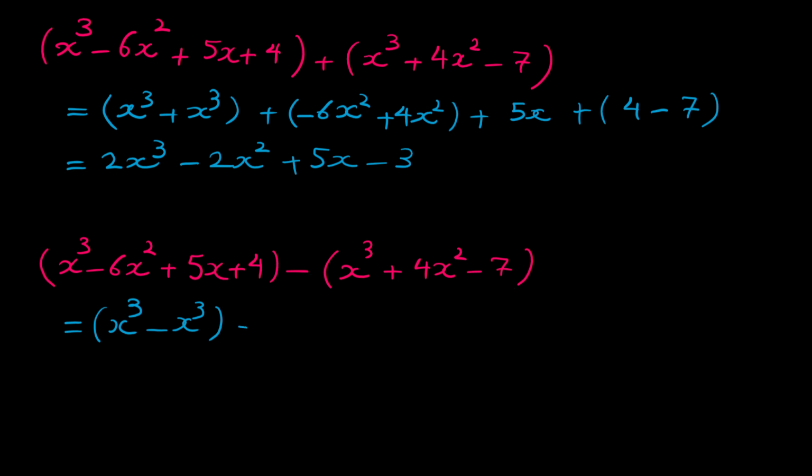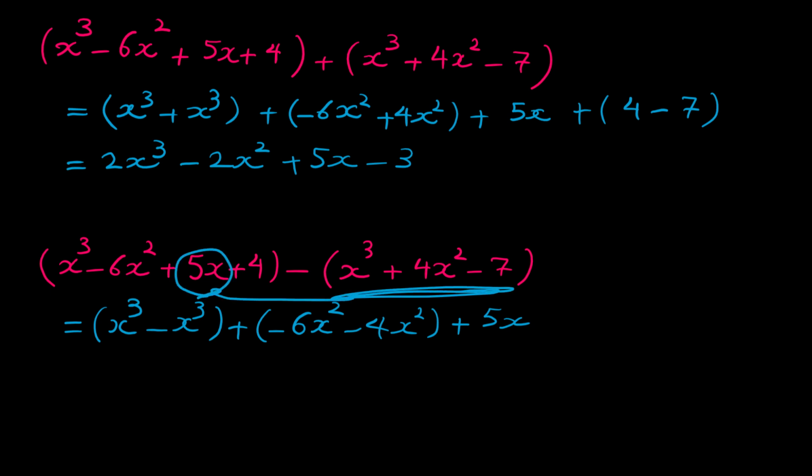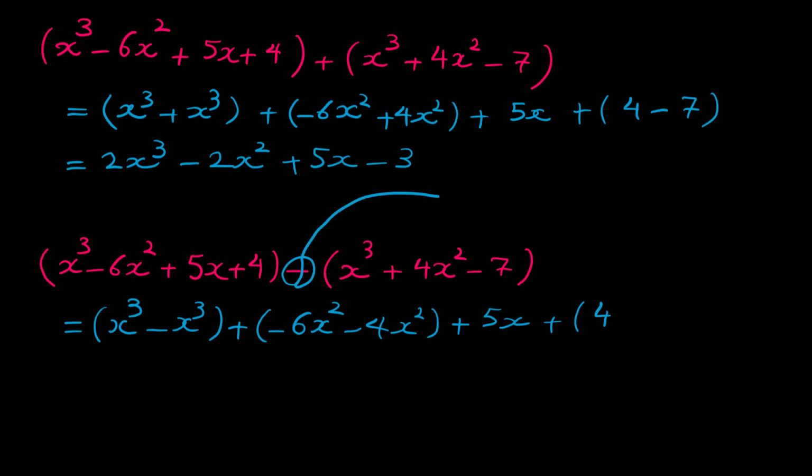Then we have negative 6x to the 2 minus 4x to the 2, because don't forget to apply the negative in the bracket. Again, 5x is the only term with x, so we don't have any corresponding term here to group with 5x, so we leave the 5x here. And what is the last group? The last group has two terms. 4 minus negative 7. Minus negative 7 is plus 7.